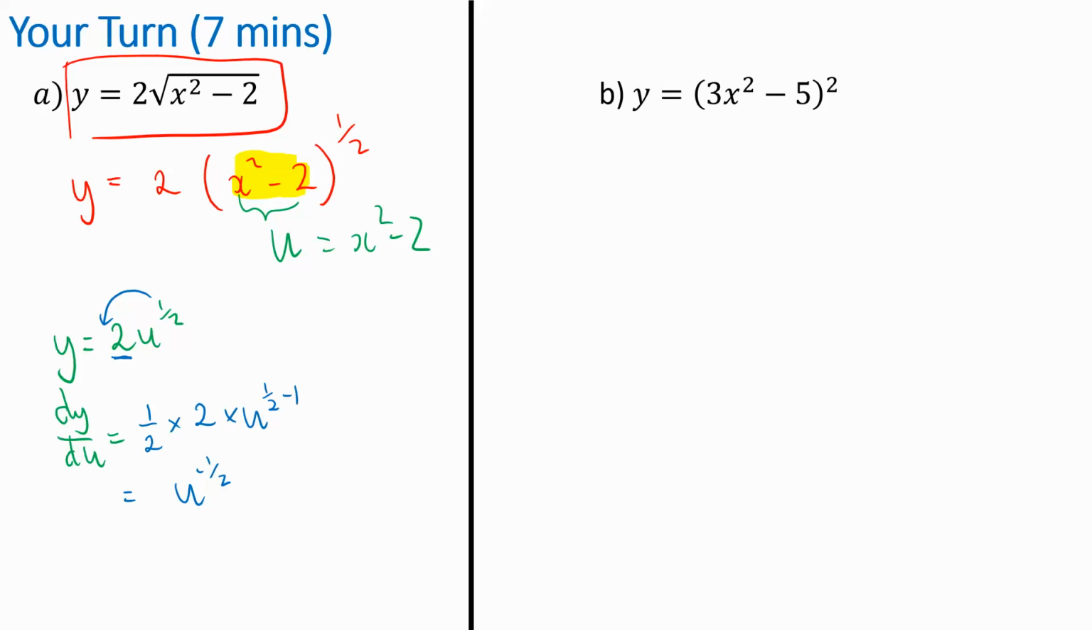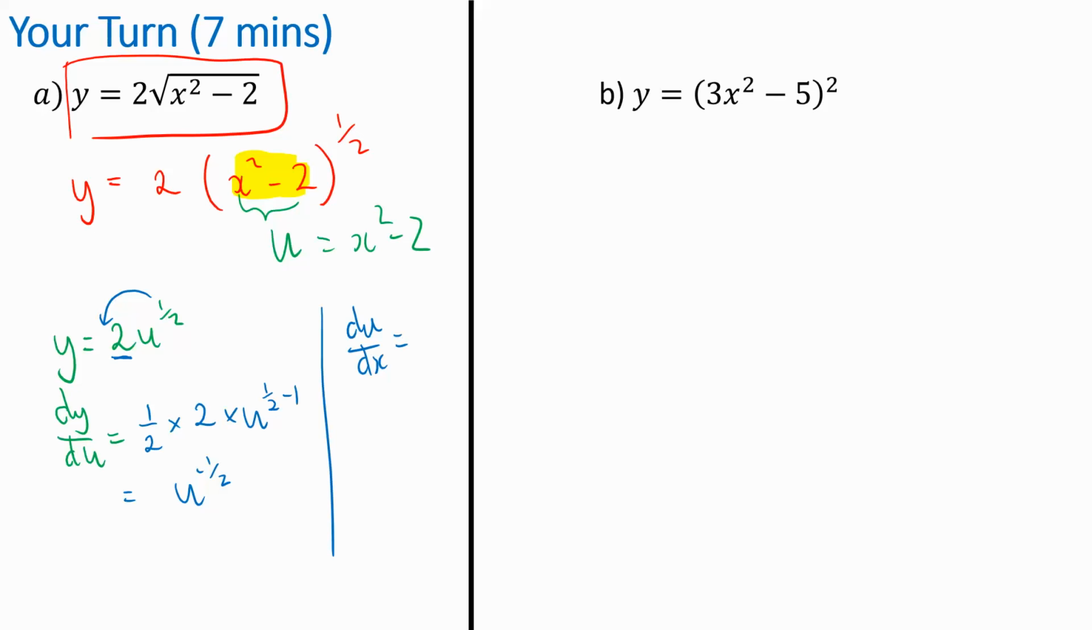What do you need? What's the next thing you need? You've got dy/du, you've got du/dx. Good, du/dx. Now you've got u in terms of x. So let's find du/dx. du/dx is the derivative of this equation. That's got a u, that's got an x. So du/dx has to equal what? What's the derivative of x squared?